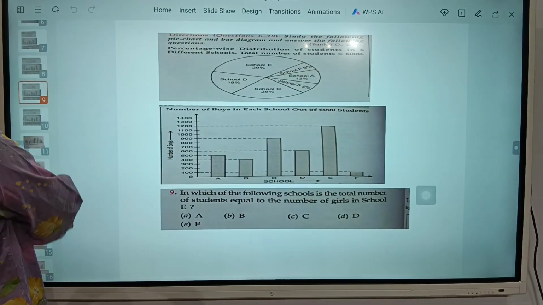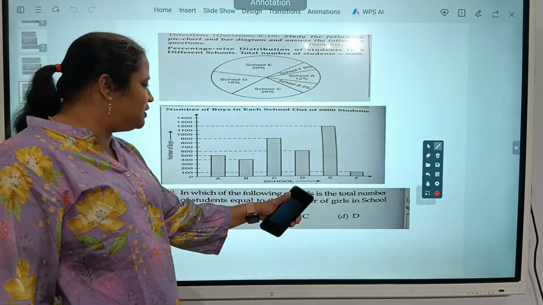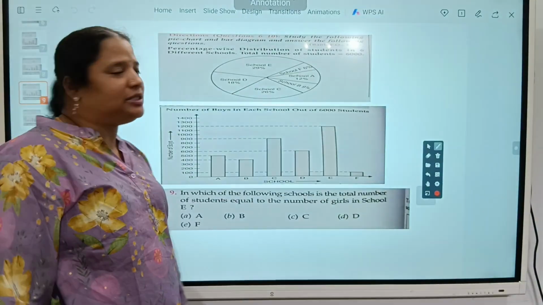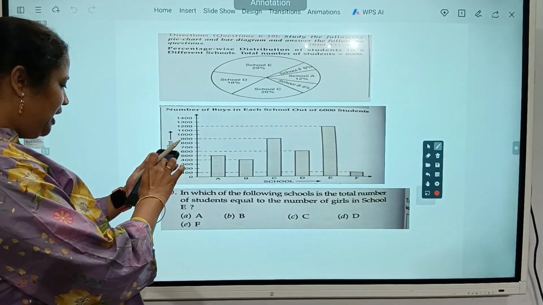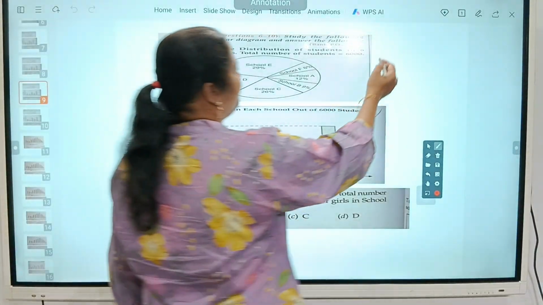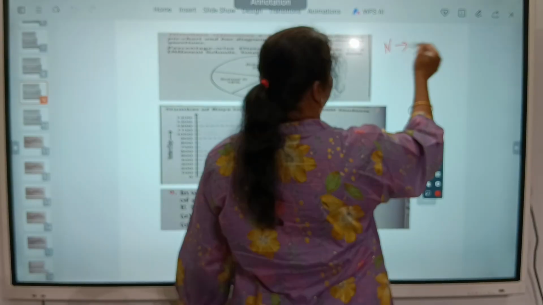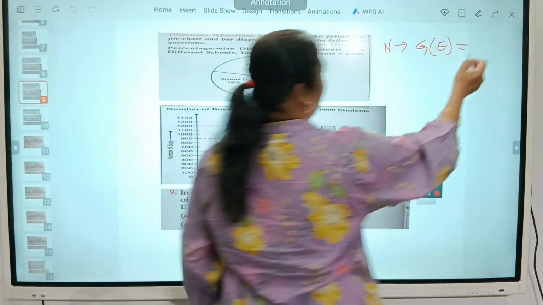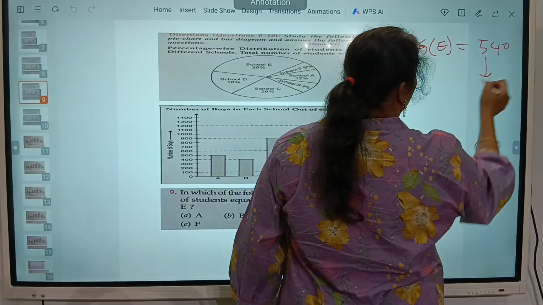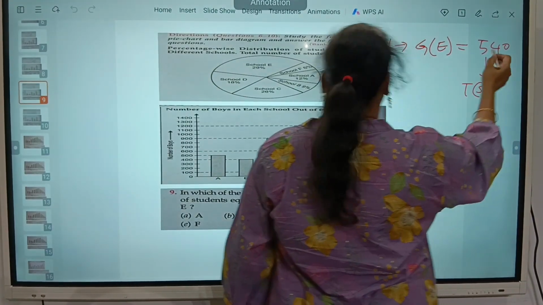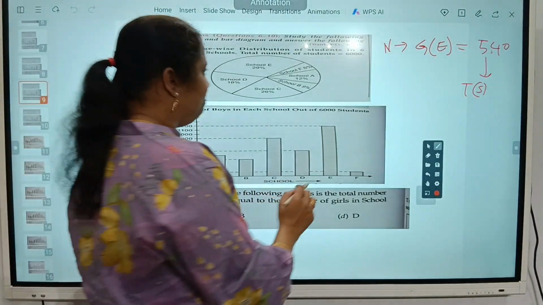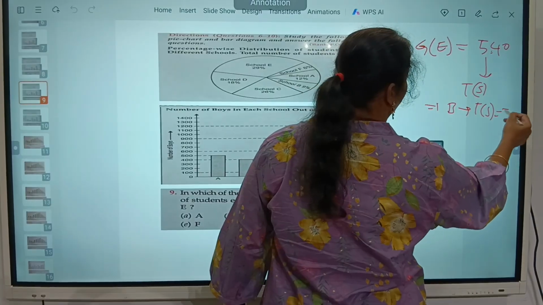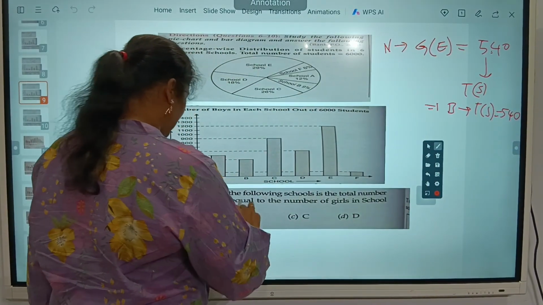The fourth question of this graph is, in which of the following schools is the total number of students equal to number of girls in school E? So what is the number of girls in school E? First of all we have to take that information. Number of girls in school E is equal to 540. That is B. In school B, the total number of students is equal to 540. So it is answer B.